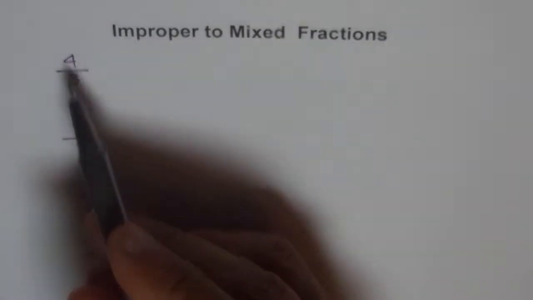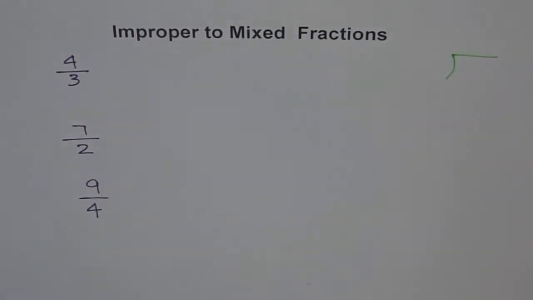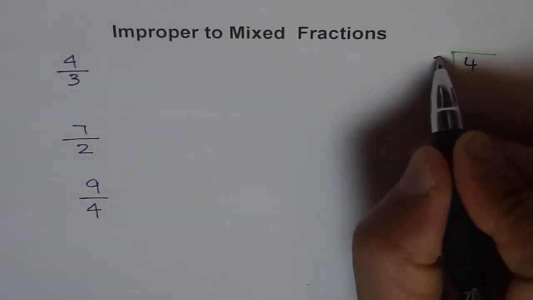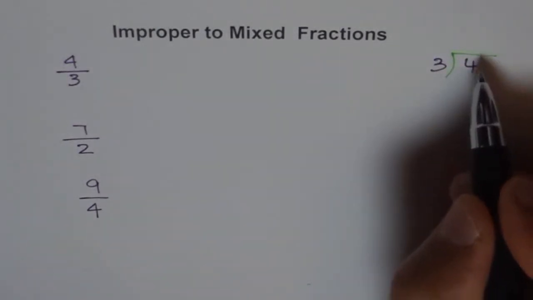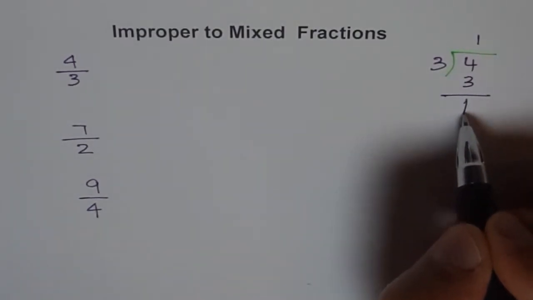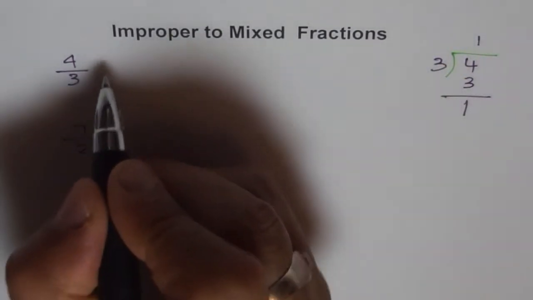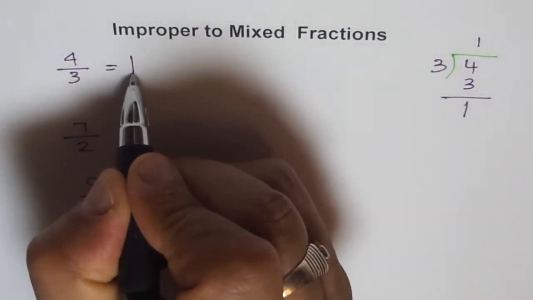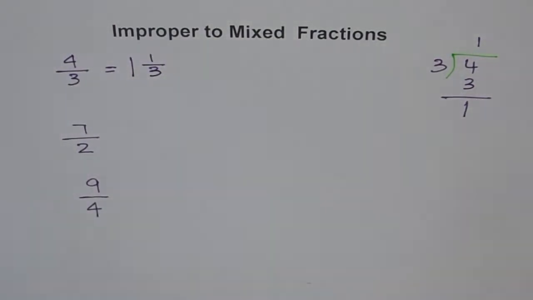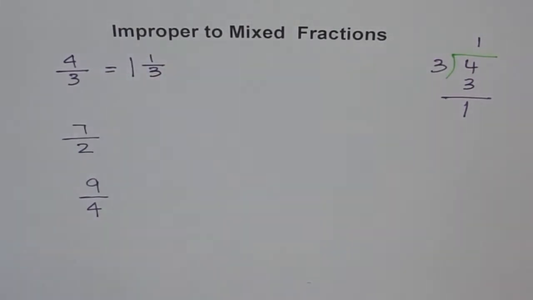We have a numerator of 4, so we'll divide it like this. We'll write 4 inside and try to divide 4 by 3. So 3 goes in 4 one time, 3 times 1 is 3, and when you take away 3 you get 1 remainder. So it means 1 whole and 1 out of 3. So I can write this as a mixed fraction: 1 whole 1 out of 3. That's how we do it.